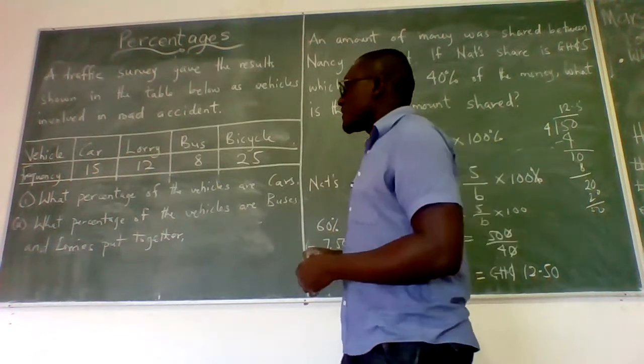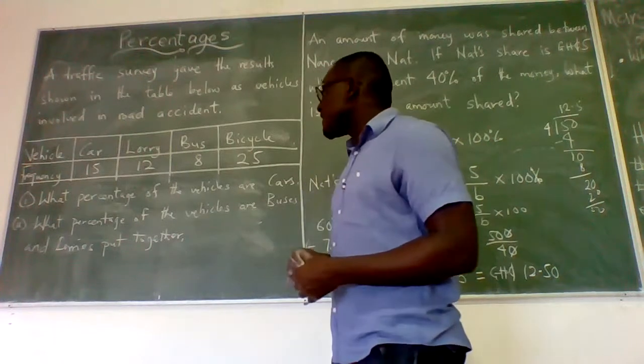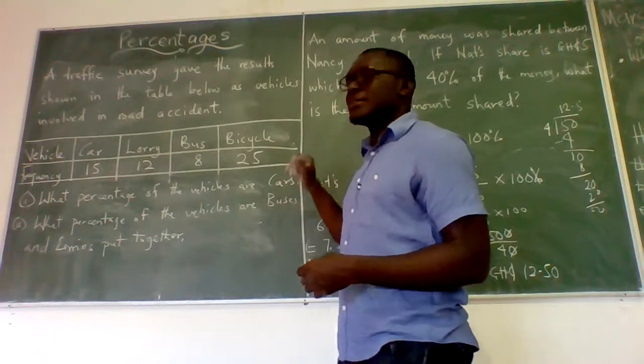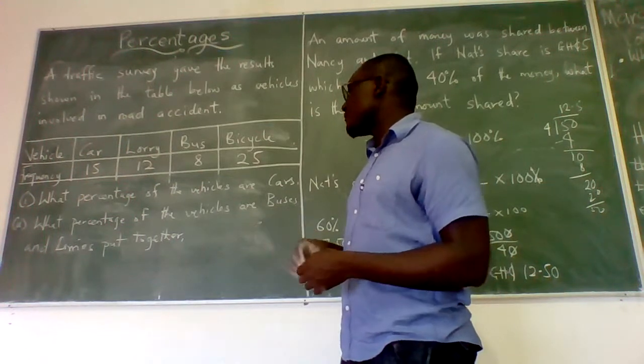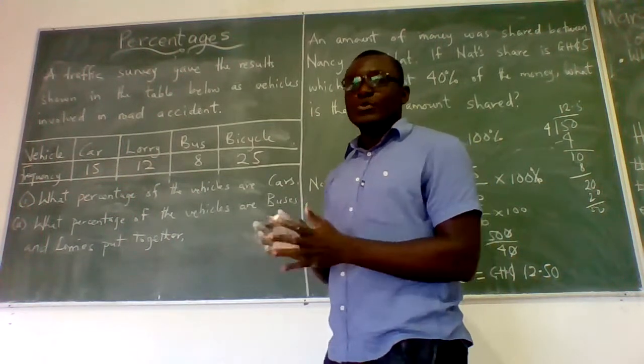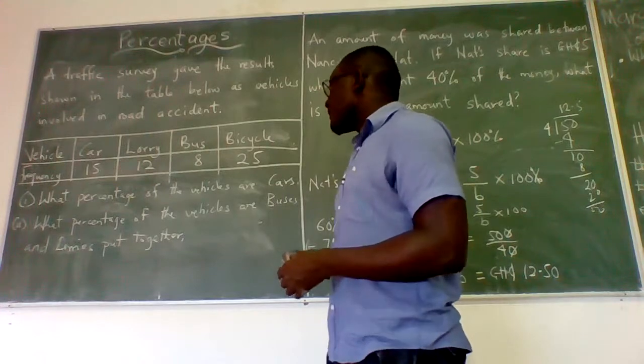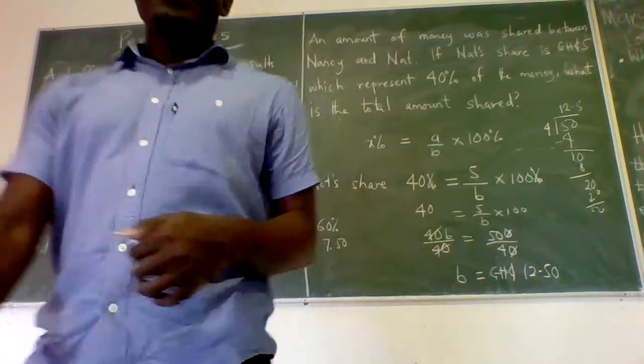And we have two tasks. The first one is to find the percentage of vehicles that are cars. And then the second one is what percentage of the vehicles are buses and lorries put together. So we are going to handle them.